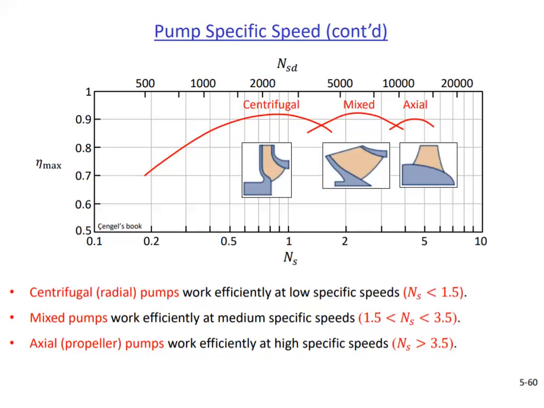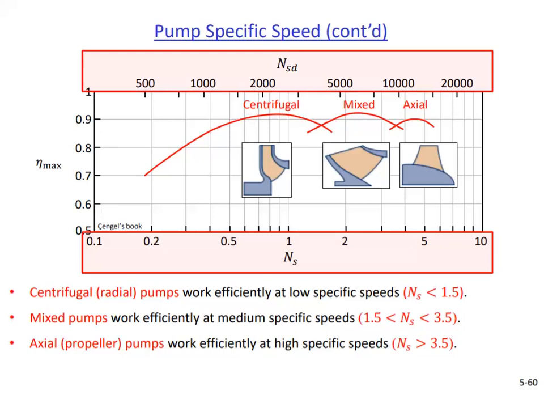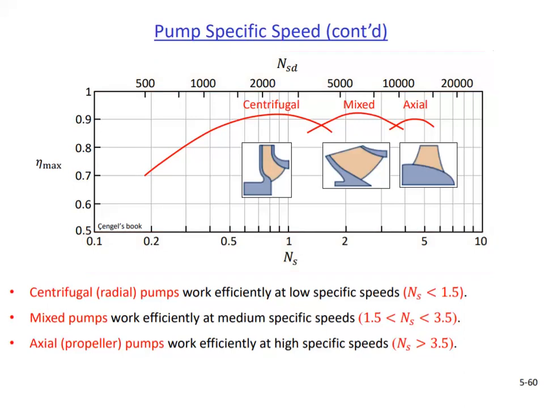This figure shows the efficiency that can be obtained by different types of pumps working at different specific speeds. There are two horizontal axes. The lower one is the non-dimensional specific speed, and the upper one is the dimensional version. Vertical axis is the efficiency. As you see, axial pumps perform with efficiencies of about 90% at specific speeds around 4.